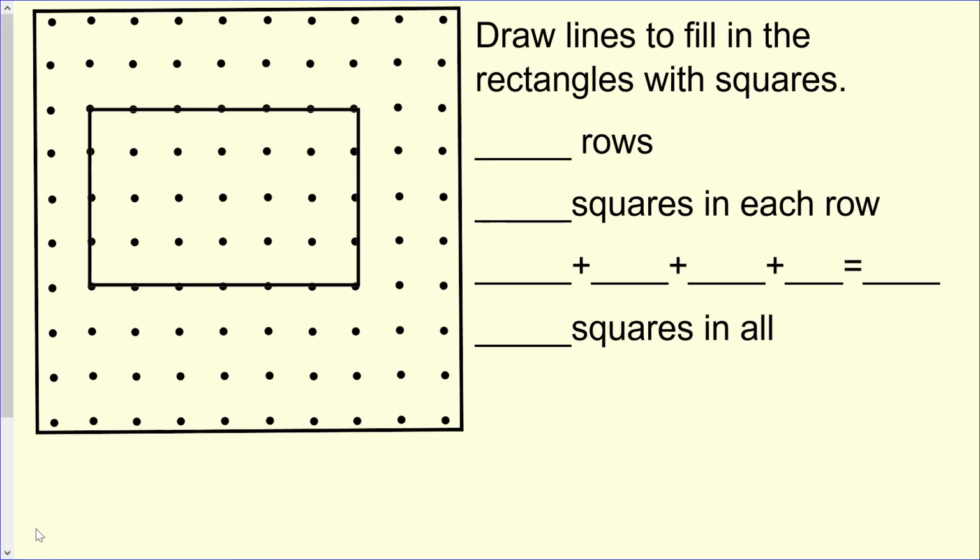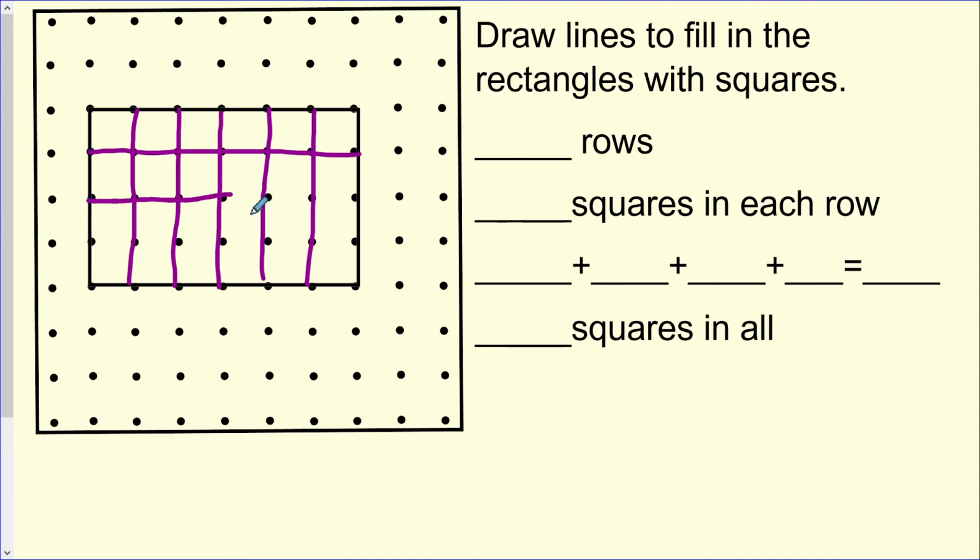Let's do it again. So this time you have your dot paper. Let's draw our lines to fill our rectangle with squares. So we're going to trace our dots in order to make all those squares that are equal sizes. Remember when you're partitioning your rectangles, just like with your fractions, they have to be all equal sizes. So now, let's see how many rows we have. Remember, those go across. So I have 1, 2, 3, 4 rows. Now, how many squares are in each row? Let's count. 1, 2, 3, 4, 5, 6. 6 squares in each row.